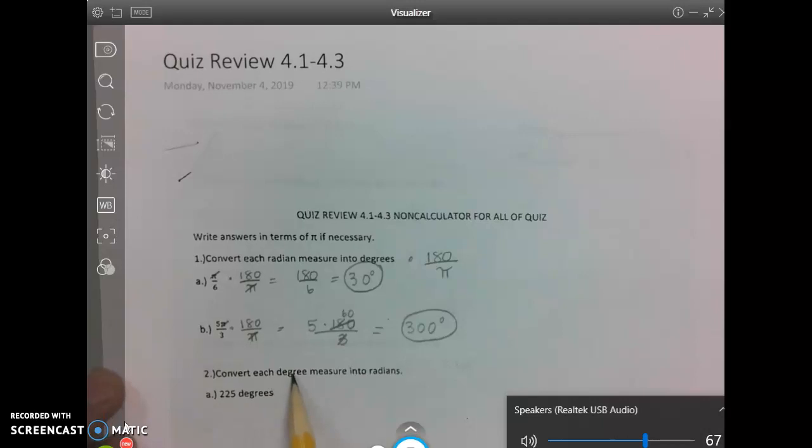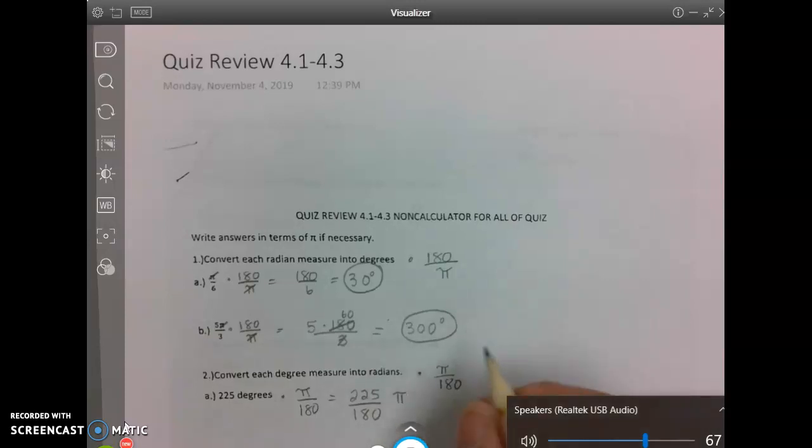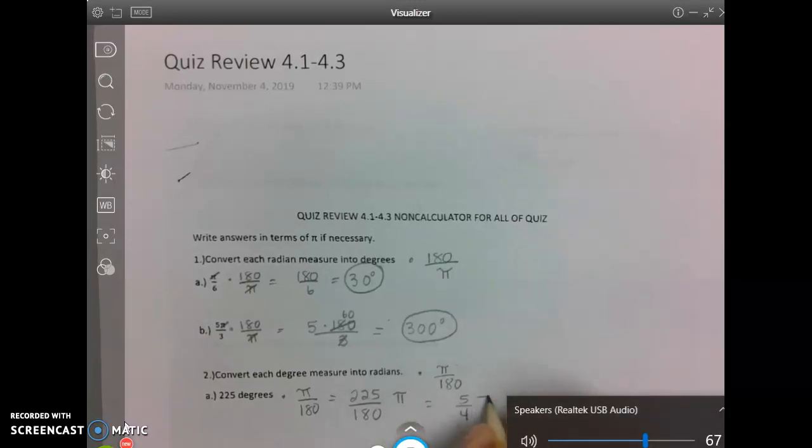Now we're converting each degree measure into radians. So in order to do that conversion, I multiply by pi over 180. So I'm going to multiply by pi over 180, and I get 225 divided by 180 pi. So I'm going to use my calculator here and do 225 divided by 180, and I hit enter and I get 1.25, and I do math, enter, enter, and I get 5/4 pi.